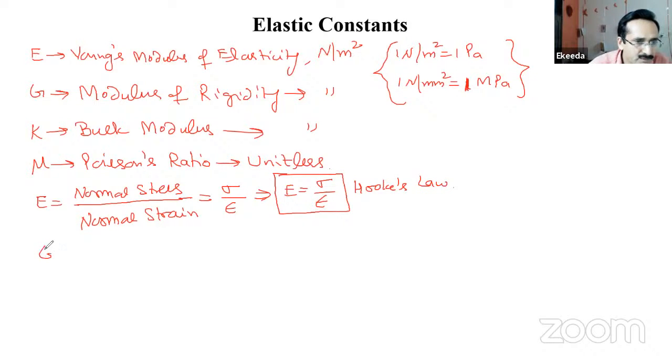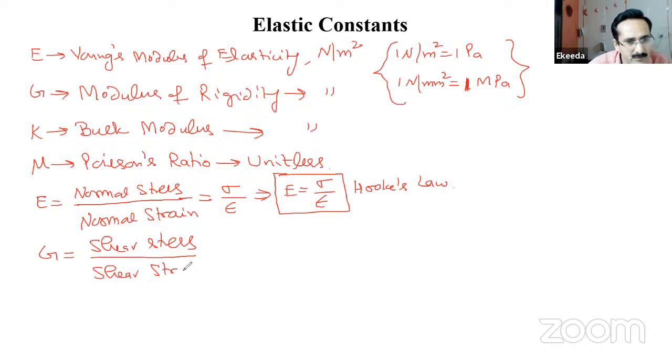Then we have the modulus of rigidity. That is shear stress upon shear strain. You have to remember this also, that is tau upon phi. I'm writing here tau upon phi. So this is the modulus of rigidity.